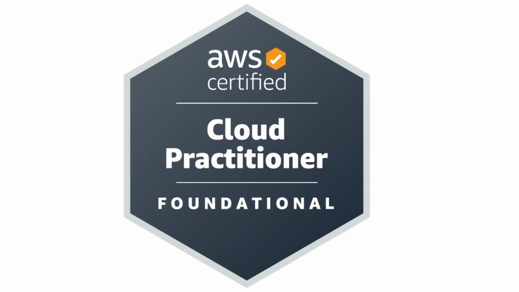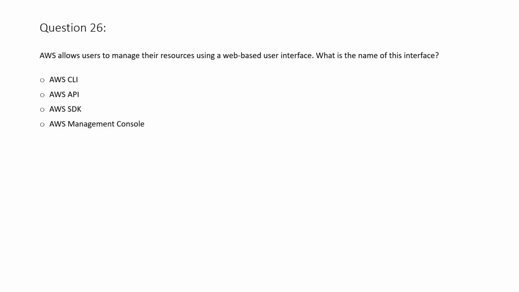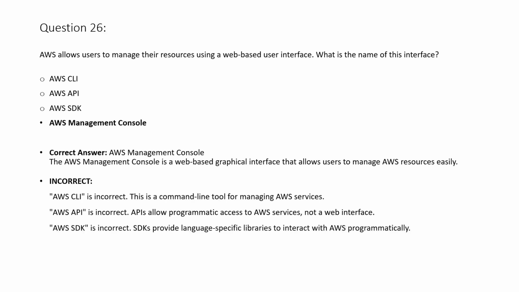Let's get started. Question number 26. AWS allows user to manage the resources using a web-based user interface. What is the name of this interface? Options are AWS CLI, AWS API, AWS SDK, AWS Management Console. So the correct answer is AWS Management Console. It is a web-based graphical interface that allows user to manage the AWS resources easily.